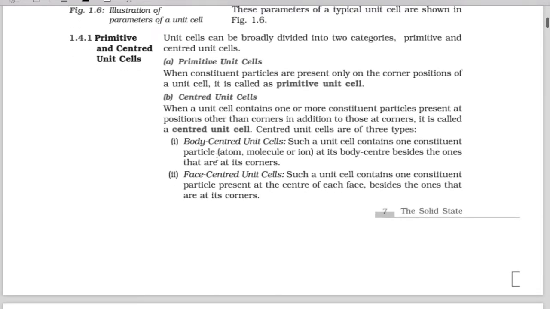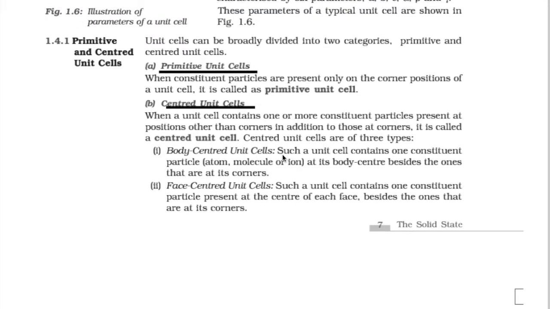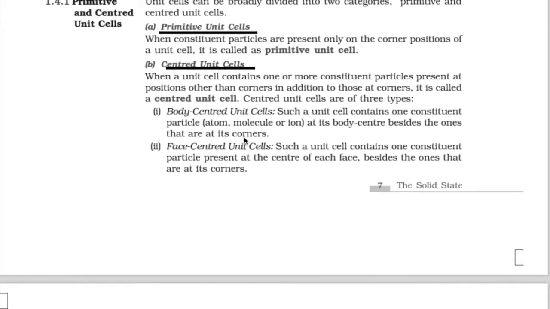Now we will study different types of unit cells. Unit cells can be divided into two categories: primitive unit cells and centered unit cells. In primitive unit cells, particles are present on the corner positions only. In centered unit cells, constituent particles are present at positions other than corners in addition to those at corners. It is called centered unit cell. Again, I repeat, particles will be present at the corners as well as at different parts of the unit cell.